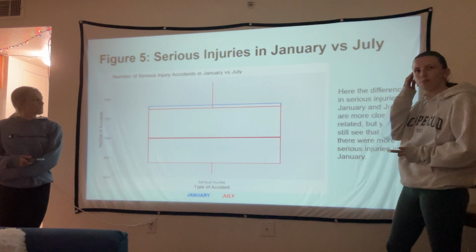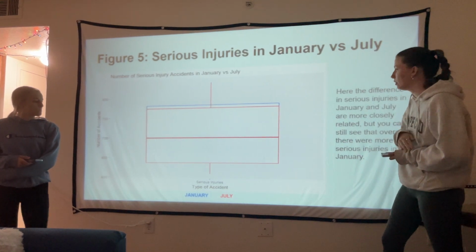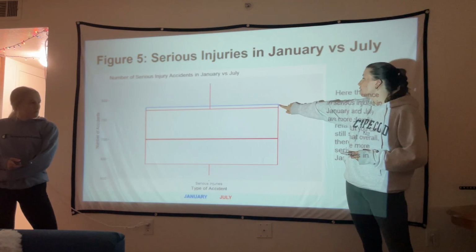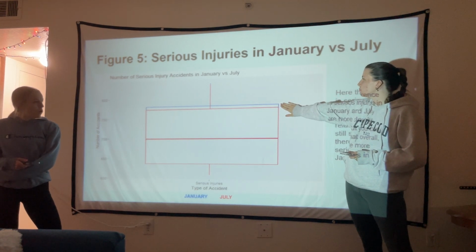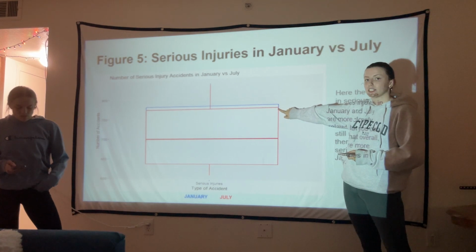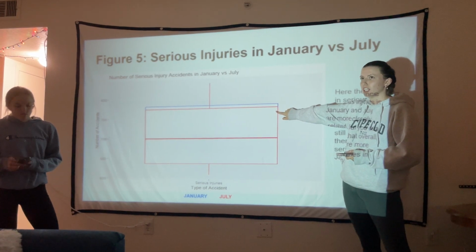Here, there is less of a disparity between the months, but you can still tell that overall, the max number of crashes or the max number of serious injuries in July was still greater than the max number of serious injuries in January.